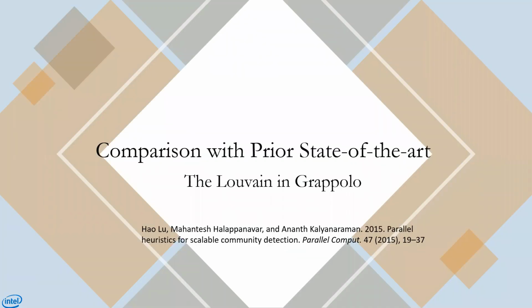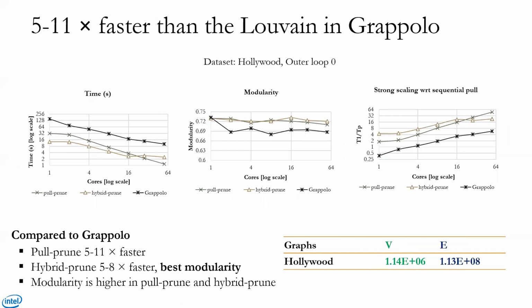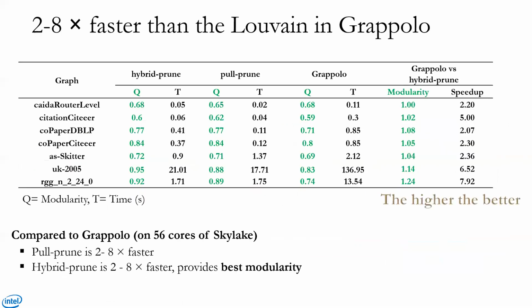Now let's look into some comparison with the prior state-of-the-art Louvain algorithm from the Grappolo software package. Compared to Grappolo, our pool prune algorithm is 5 to 11x faster, and the hybrid prune algorithm is 5 to 8x faster, and it also provides better modularity value across the board. On several other real-world graphs, both pool prune and hybrid prune algorithms are 2 to 8x faster than Grappolo, and as before, the hybrid prune algorithm gives the best modularity.